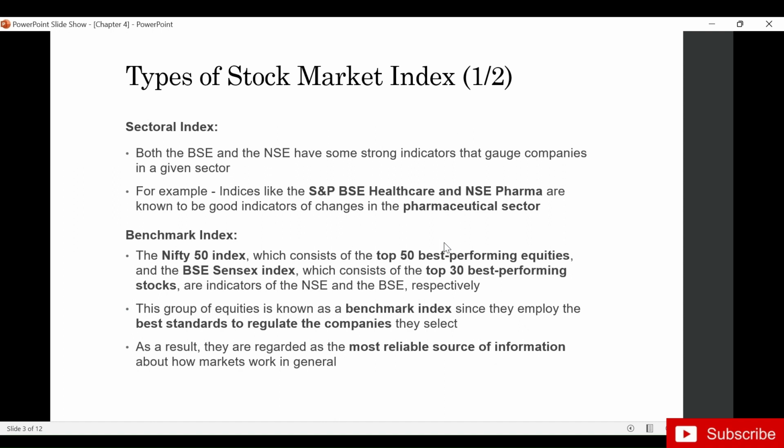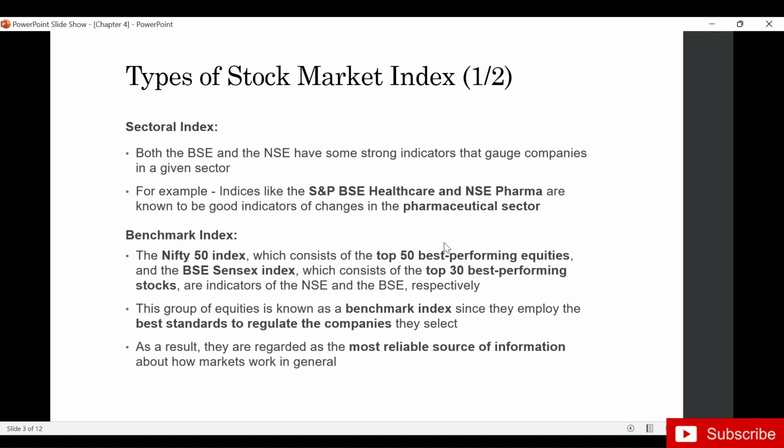Next, we will talk about the different types of stock market indices. So, the first one is the sectoral index. Both the BSE and NSE stock exchanges have certain strong indicators that gauge the companies in a given sector. For example, the BSE healthcare and the NSE pharma indices are known to be very good indicators of the pharmaceutical sector.